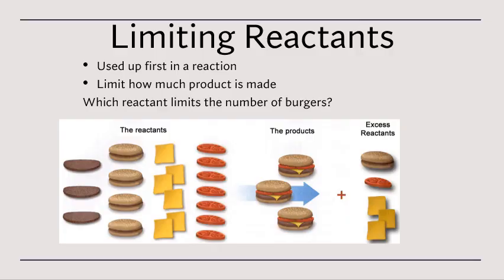In this video, we will go over some limiting and excess reactant practice problems. So, a very quick review of the meaning of limiting reactant. It is the reactant that is used up first, and it limits how much product will form. In this example, the meat patties limit the number of burgers because they run out first. So no more hamburgers could be made without more meat patties. So that is the limiting reactant.